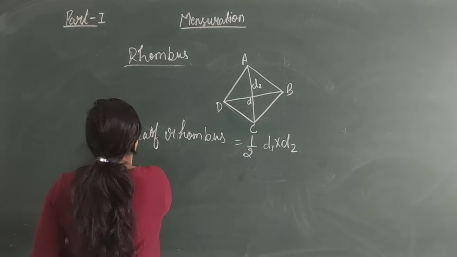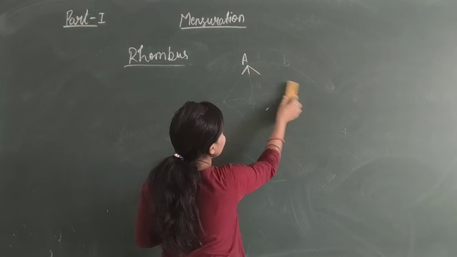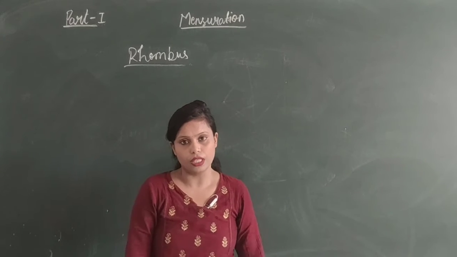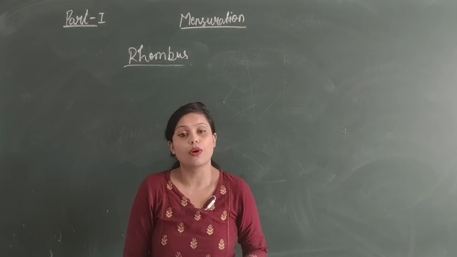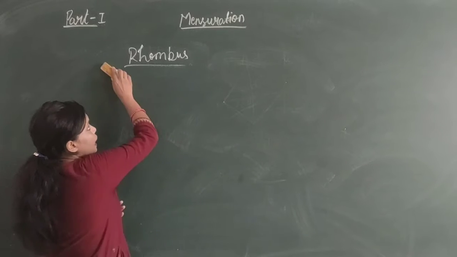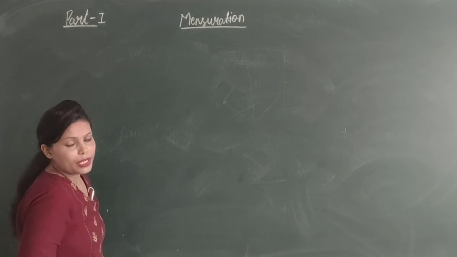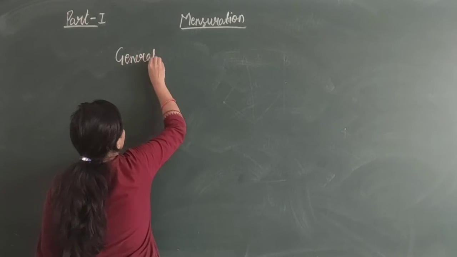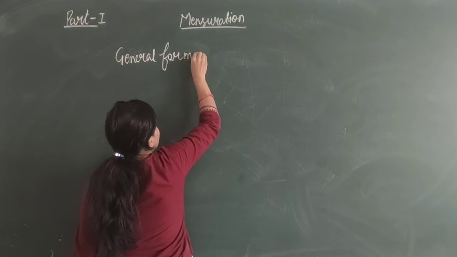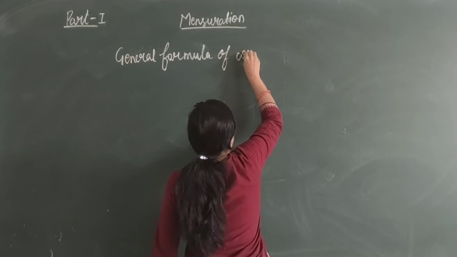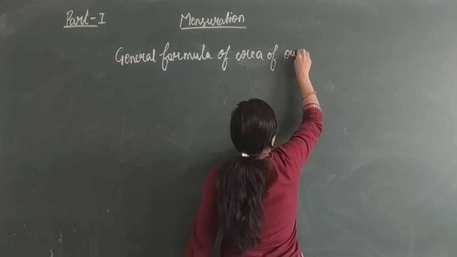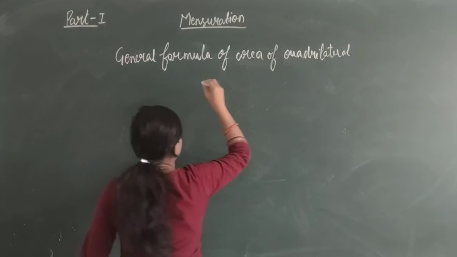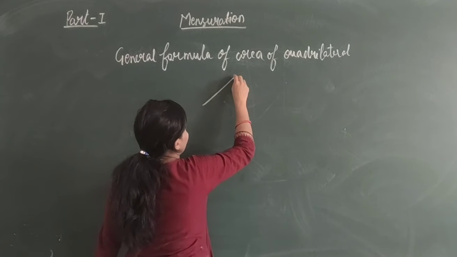Now if we are not given that it is a rectangle, triangle, trapezium, rhombus or any information about the quadrilateral, what will we do, how will we find the area? So there is a general formula for the quadrilateral to find the area. So the general formula of area of quadrilateral is, suppose this is the quadrilateral.